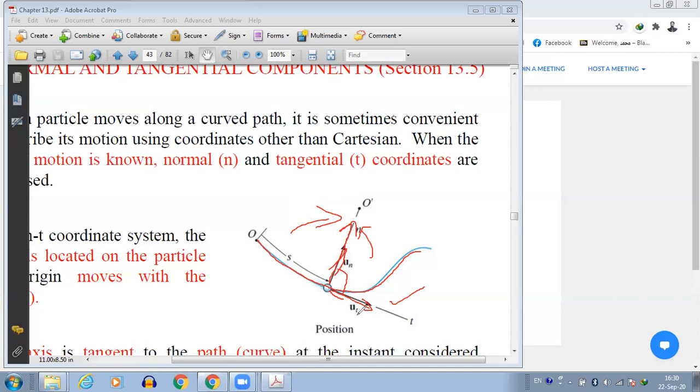Any problem could be solved using both methodologies. There is no problem, but sometimes a problem is solvable more easily in one methodology compared to the other. So we need to learn both methodologies. Then it's the choice of the engineer to decide which methodology is better for the kind of problem he's facing. Now we don't have x, y, z directions, rather we have tangential and normal directions. So they look like this.